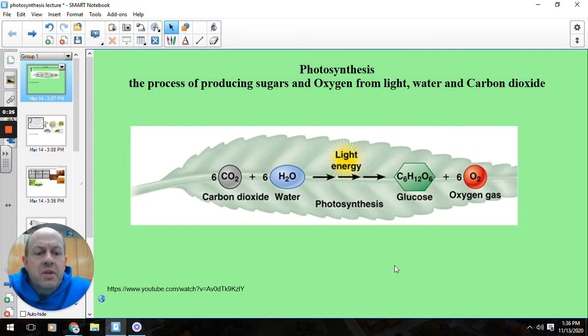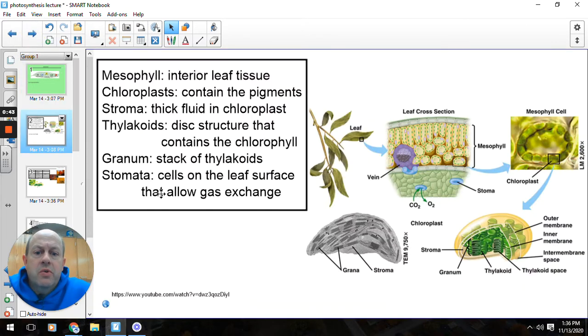So whereas cellular respiration took oxygen and sugars to make energy, water, and carbon dioxide, now photosynthesis is going to take carbon dioxide, water, and energy in the form of sunlight to make sugars and oxygen. So that is our equation as to what's going on. Let's talk about the actual process of photosynthesis.